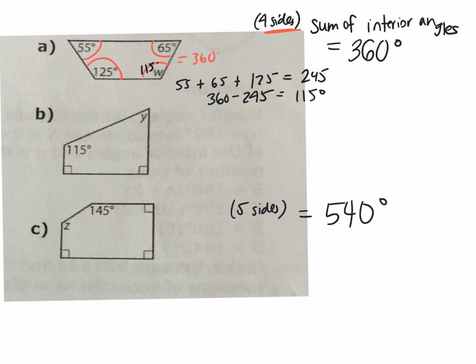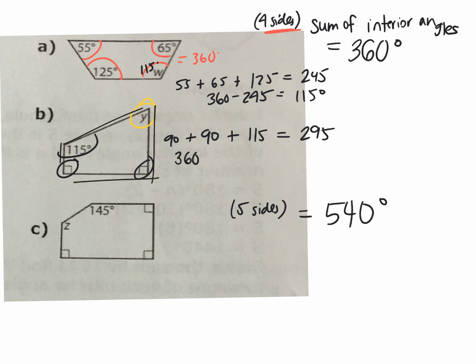What am I adding? I'm adding 90 degrees plus another 90 plus 115. What does that give you? 295. What am I taking that away from to find the missing angle? Right, because it's a quadrilateral. It has 1, 2, 3, 4 sides, so all the angles have to add up to 360. 360 take away 295 gives us 65 degrees, so angle Y is 65 degrees.